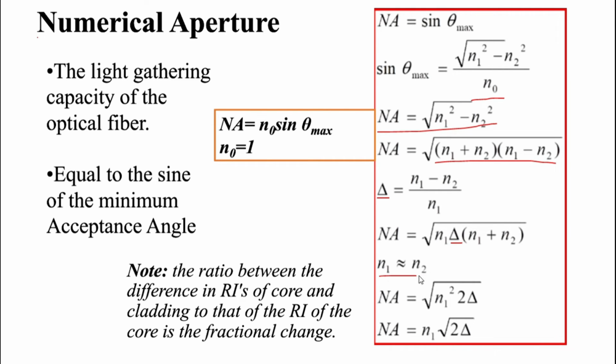Here n1 is approximately n2, which is usually the case because the difference in the refractive index of the core and the cladding is just very small. And so we assume that they are almost equal. And so we can change this into 2n1, and if we multiply that with another n1, we have here 2n1 squared, and then we have, of course, the change. We can take that out of the square root, and so we have n1 times the square root of 2 delta. So this is our numerical aperture, and this is the light gathering capacity of the optical fiber.